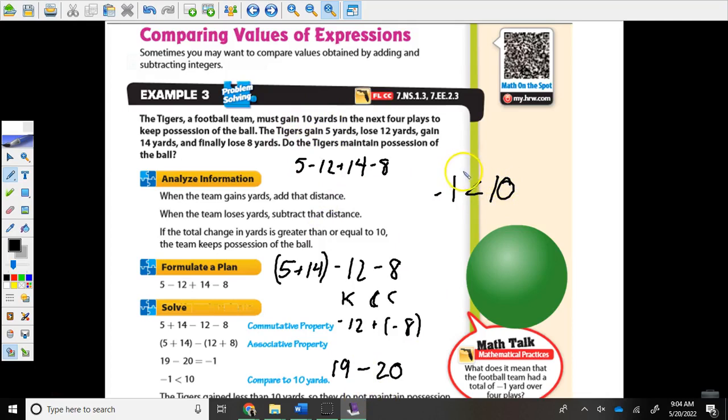That's how that works out. Okay? So you work it all out, you get the last point, Tigers gained less than 10 yards, so they did not maintain possession. So they got 5 yards, then minus 12. So now they need 7 yards for the first down, and then they got 14. So they don't know what they're talking about because they already got a first down. You can't just lose a first down like that. So that's football and math. You're welcome.